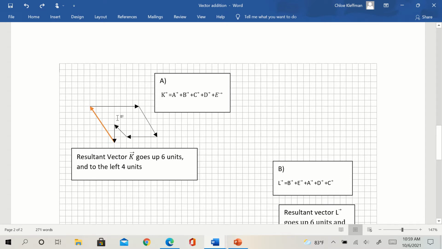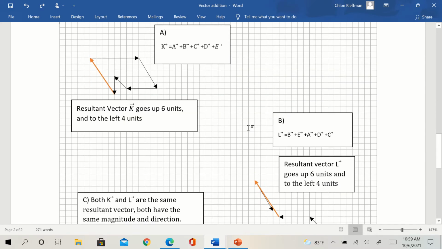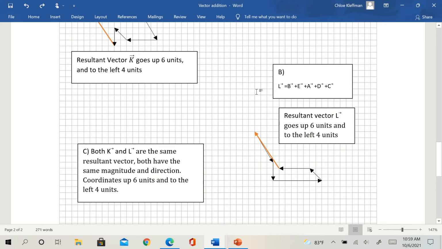And so we start with A here, which is 8 units, and it goes down with B, C goes over to the left, up with D, and then down 3 with E. Then connecting the head of our E vector to the tail end of vector A, we get our resultant vector K. And then in B, we're asked to find resultant vector L.